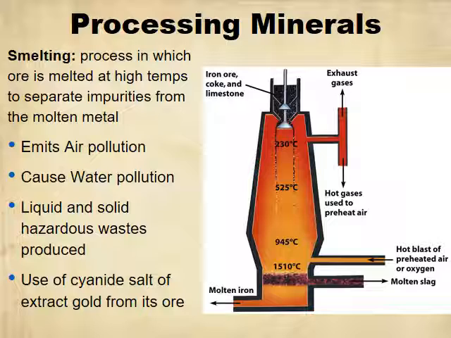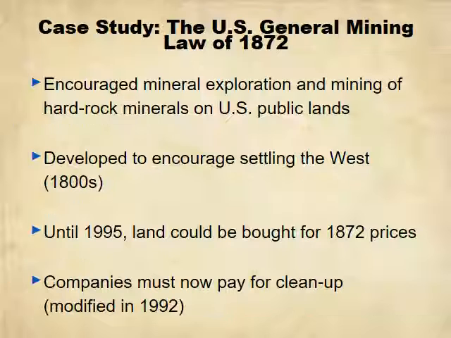Processing minerals. We smelt, which is basically just heating the hell out of it. It emits a lot of air pollution. It causes water pollution. There are liquid and hazardous wastes that are produced, and we use something called cyanide heap leaching to extract gold from its ore, and then that cyanide is usually kept in pools, and a lot of times those pools rupture, like in the Gold King mine disaster, and that cyanide poisons everything in its path.